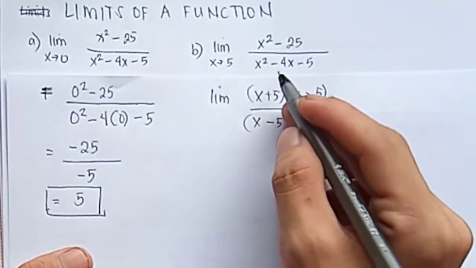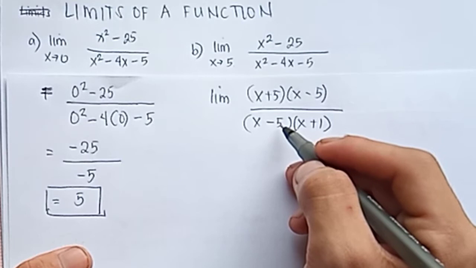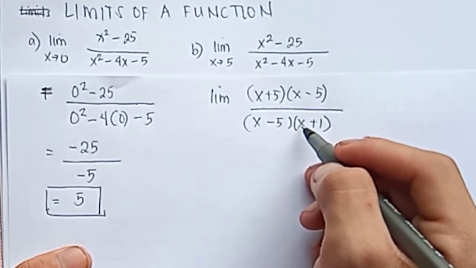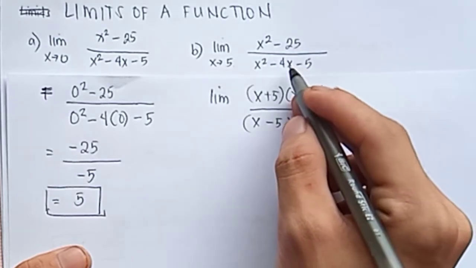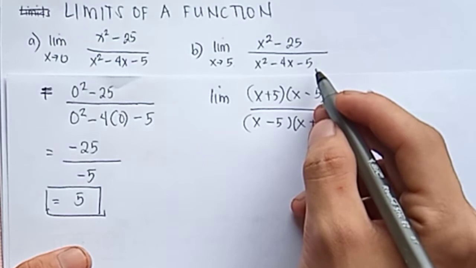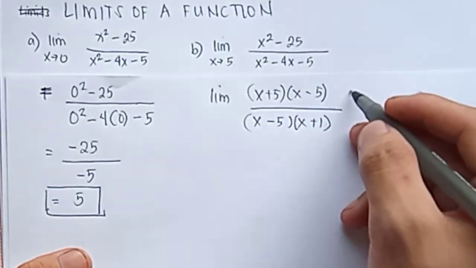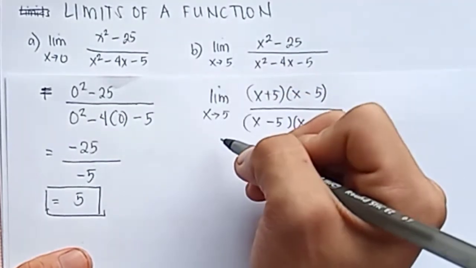X times x, that is x squared. X times 1, that is x. Negative 5 times x, that is negative 5x. Negative 5x plus x, that is negative 4x. So, negative 5 times 1 is negative 5. So, therefore, this is the factors of this function. So, as x approaches to 5.